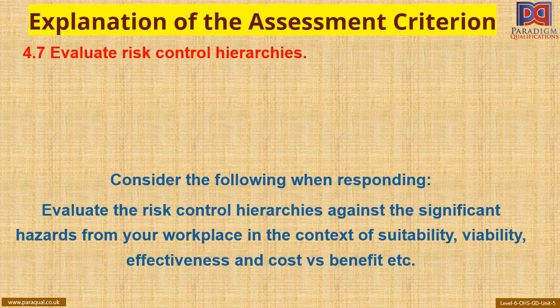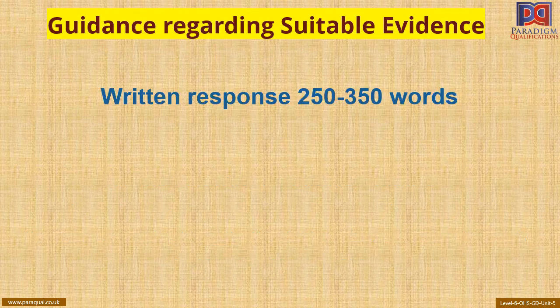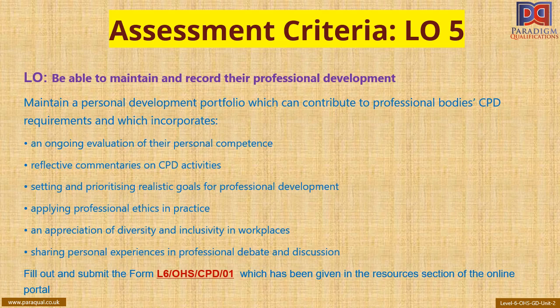4.7 Evaluate risk control hierarchies. Evaluate the risk control hierarchies against the significant hazards from your workplace in the context of suitability, viability, effectiveness, and cost versus benefit, etc. Your response must be between 250 to 350 words.